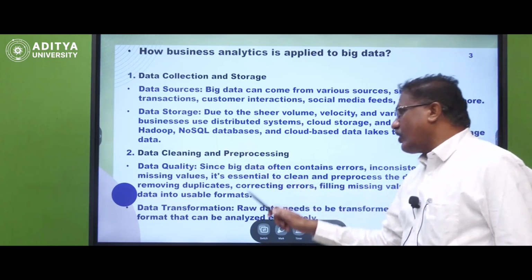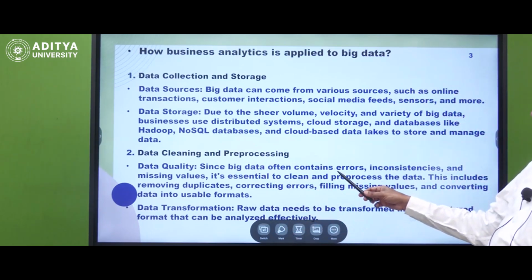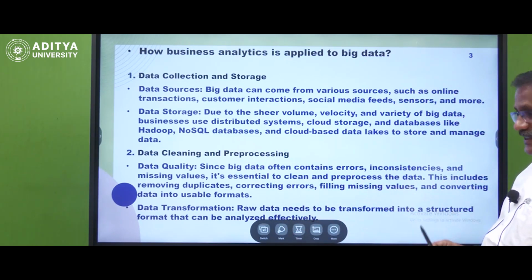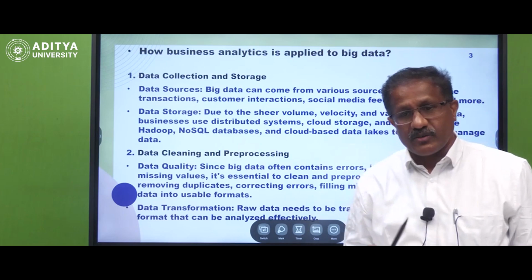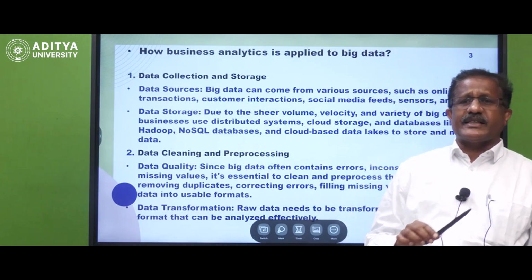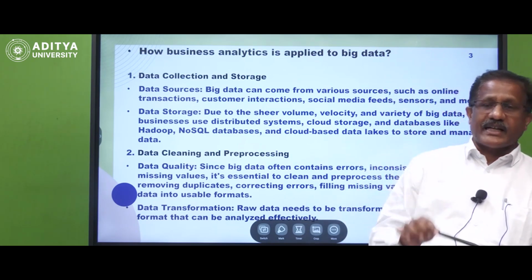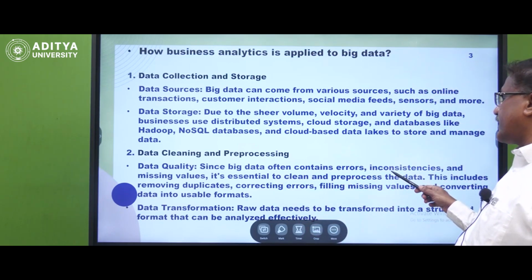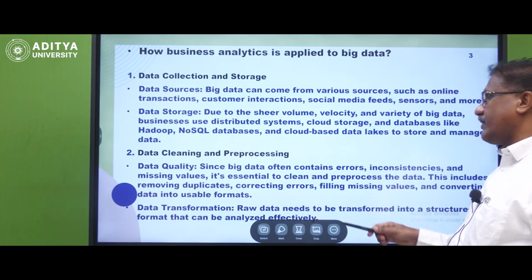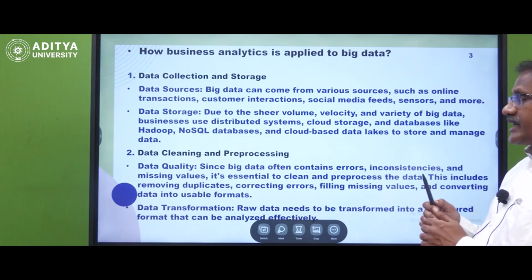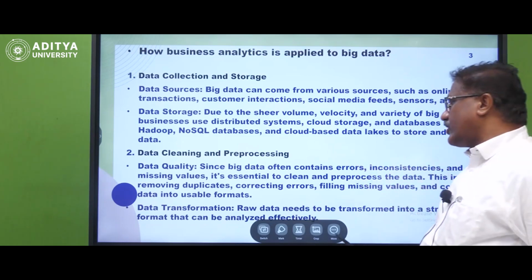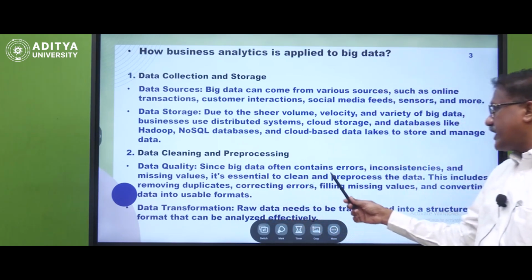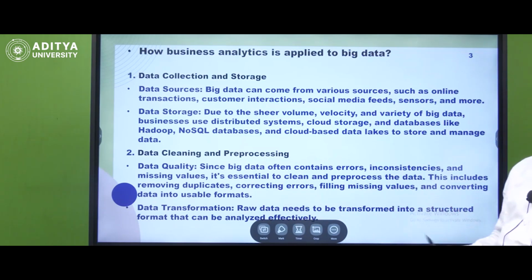Okay, data quality. Big data often contains errors. Many things happen, including errors. It creates a lot of inconsistency and missing values. So how can you attain data quality? It is essential to clean and pre-process the data.